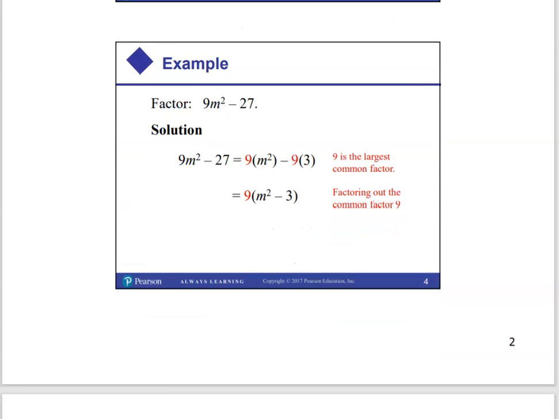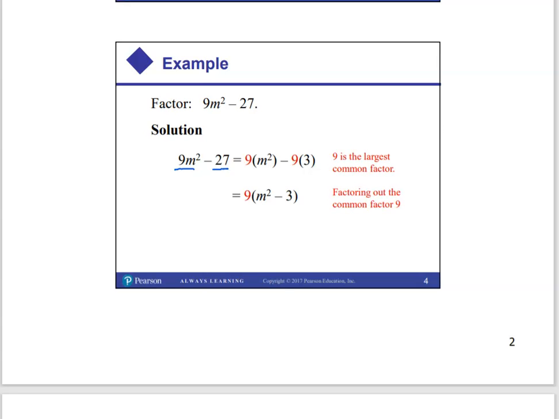So, if we want to factor 9 times m squared minus 27, we can look at both of these terms, and we would want to say, well, do 9 and 27 have anything in common? In other words, can I divide 9 by something that I can also divide 27 by? And the answer to that is yes. We can divide 9 by 9, and we can also divide 27 by 9. So we want to pull the 9 out of both of those numbers.